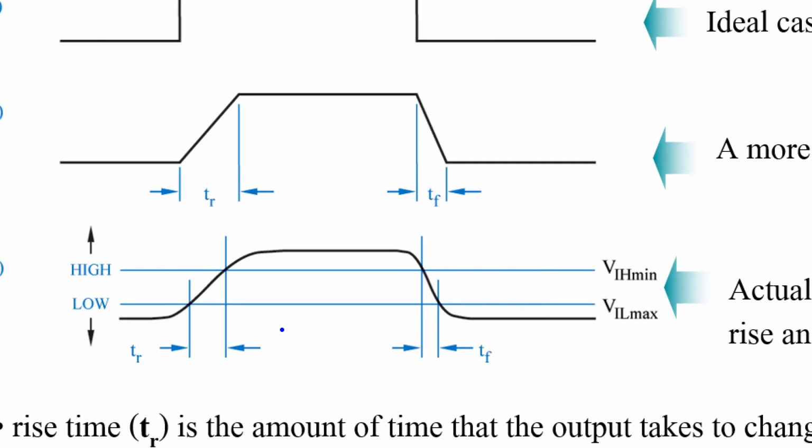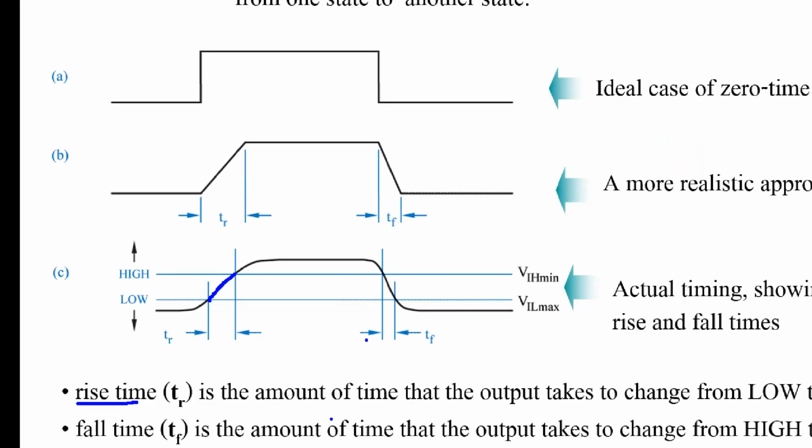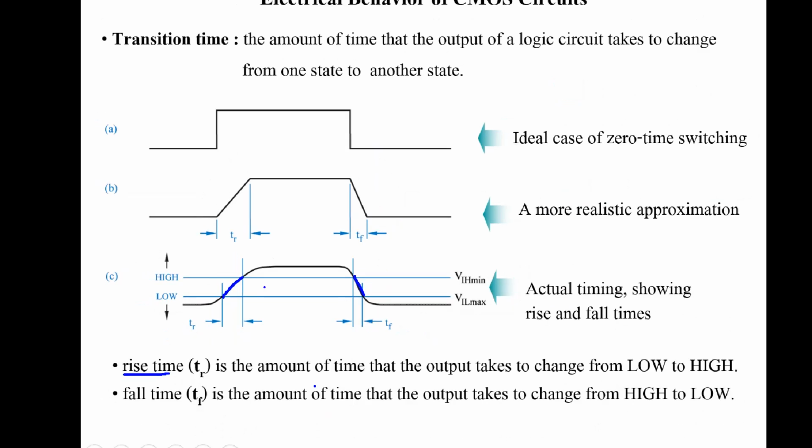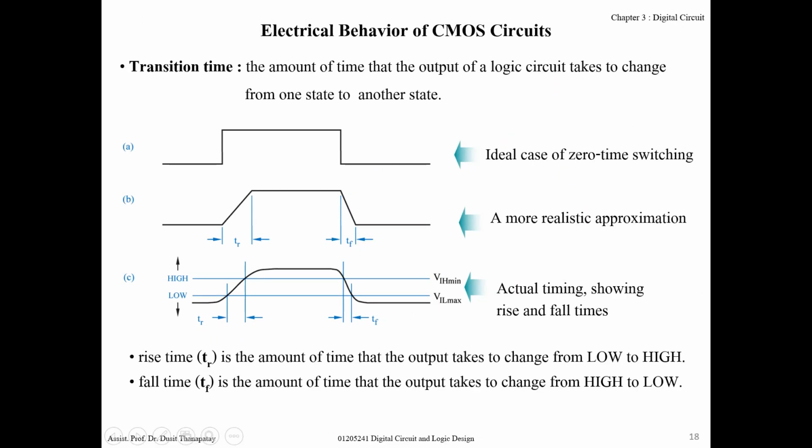To measure transition time, normally we don't measure from 0% to 100% of the steady state. To make it easy to measure, we measure from 10% to 90%. The time obtained from this 10% to 90% is called rise time. And fall time is measured when it changes from 90% to 10%. So that is transition time.